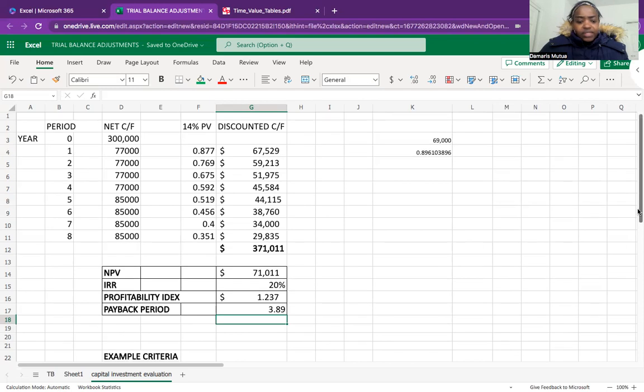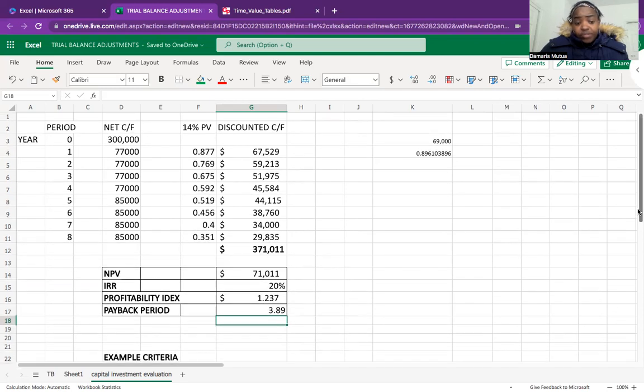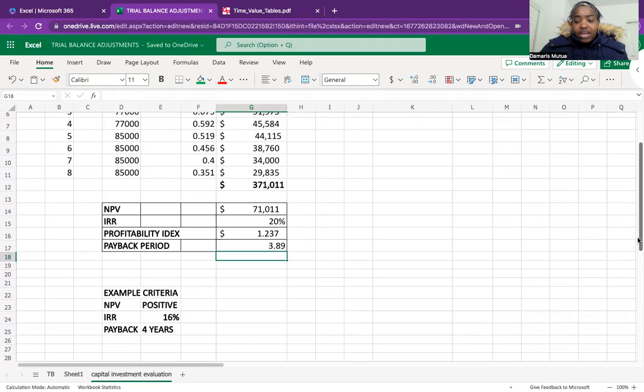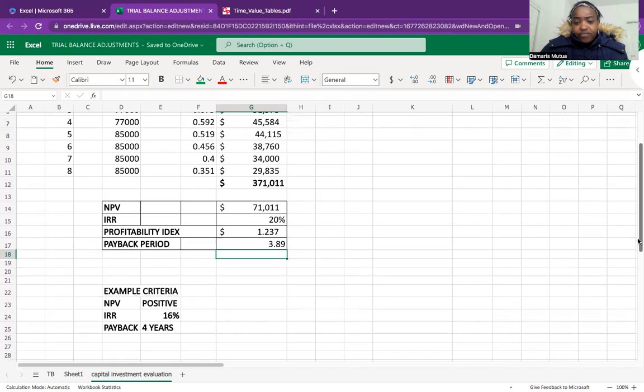So basically that is how you do the evaluation using the 4 methods. And as I said, each organization has its own criteria. For example, we need an NPV that is positive, an IRR of 16%, a payback of 4 years. So depending on the threshold of the organization, you're able to evaluate and say this is a good project and we're going to proceed with it.